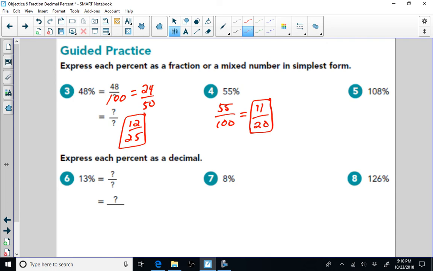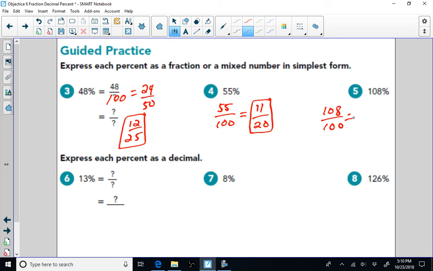How about 108%? First, as always, I write the percent over 100. Even if it's more than 100%, I still write it over 100. So 108 over 100. And then I simplify.